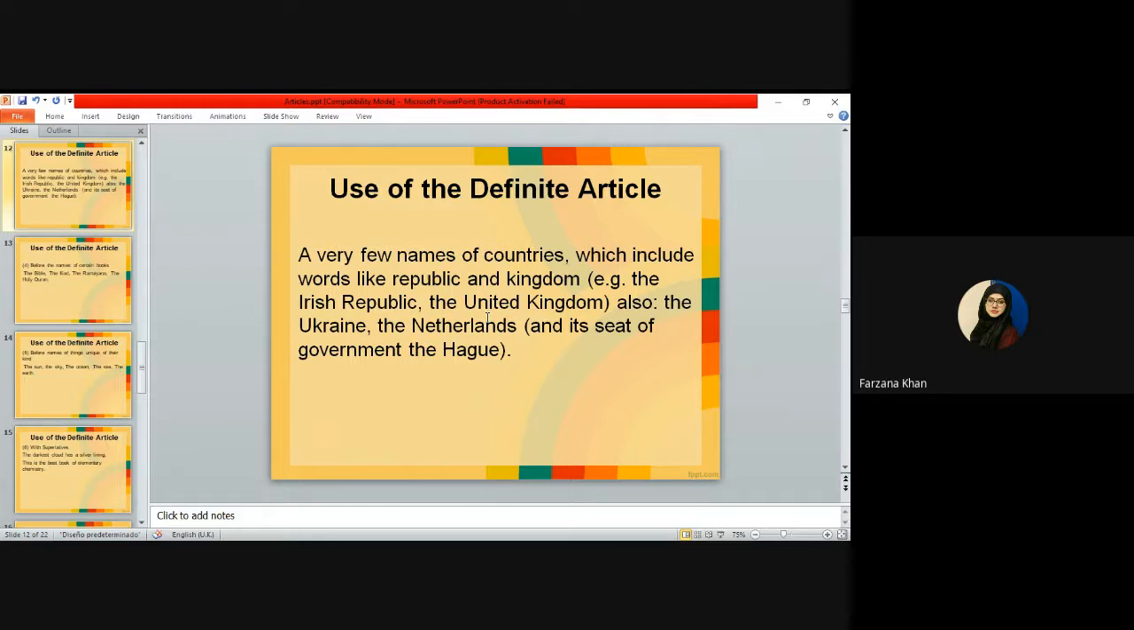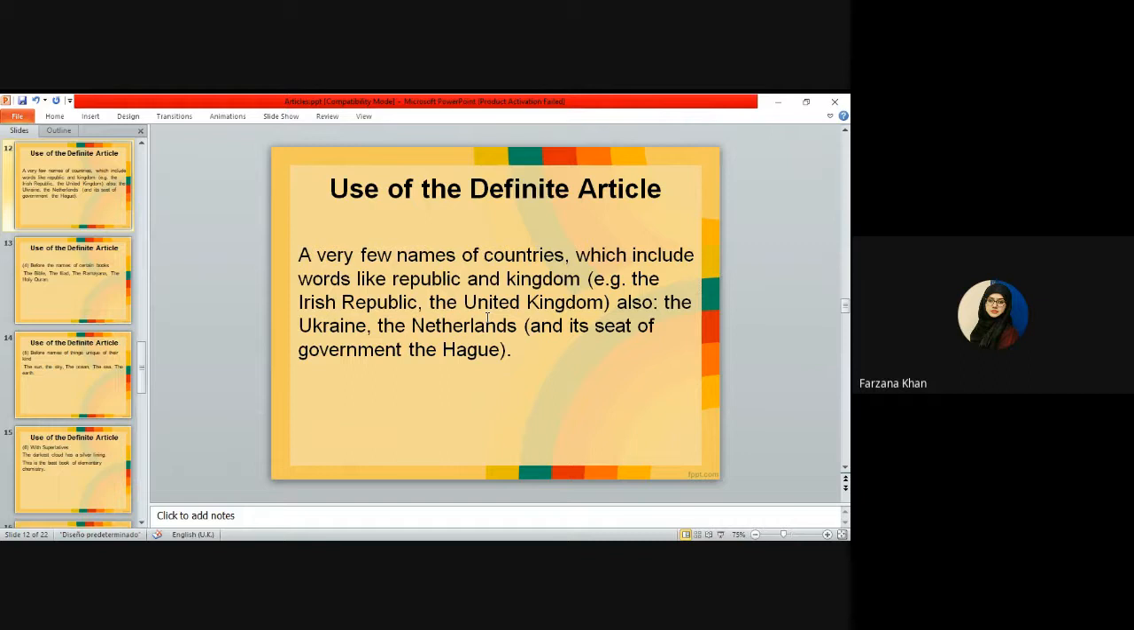The United Arab Emirates, similarly, the United Kingdom, the Republic of China. You cannot use just the China, but when you are writing the complete name, it is the Republic of China. Similarly, when you are talking about Pakistan, you won't use the definite article. It cannot be the Pakistan. But when you are writing the name of the country which is written in our constitution, it is the Islamic Republic of Pakistan, right?